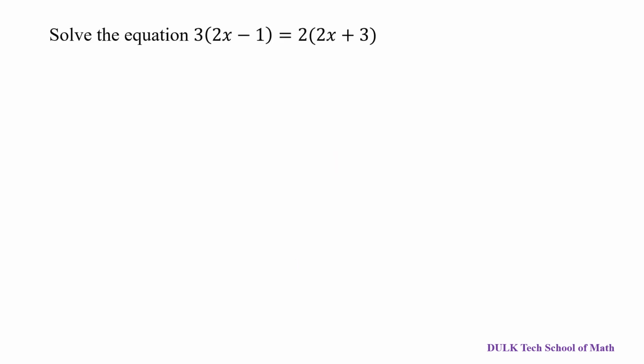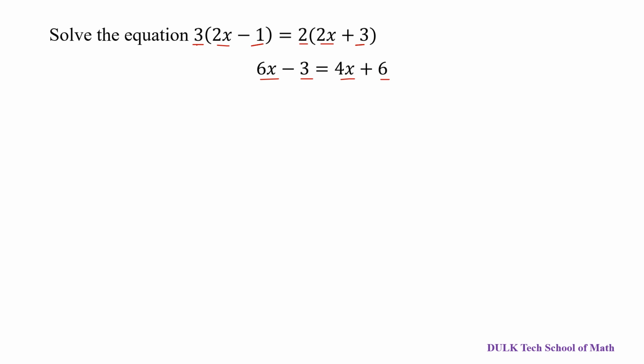Solve the equation 3 factor of 2x minus 1 is equal to 2 factor of 2x plus 3. Right, we have brackets on both sides of the equal sign, so we are going to remove these brackets at the same time. These 3 will multiply 2x and minus 1, we get 6x minus 3. On the other side, these 2 will be multiplying 2x and 3, so we get 4x plus 6, like this. 3 by 2x, 6x. 3 by minus 1, minus 3. 2 by 2x, 4x. 2 by 3, 6, like this.